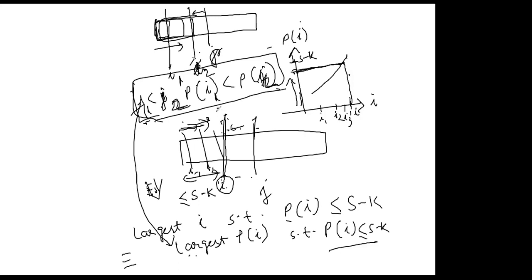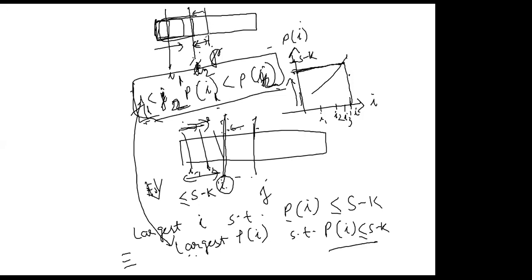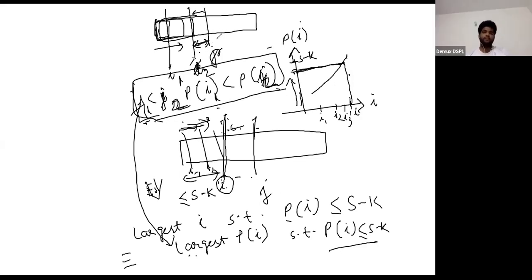Sir, why are we worried about the largest i here? Because we have to find the smallest window. It's given in the question. Okay, got it. For every j, we have to find the smallest window with sum greater than or equal to k.